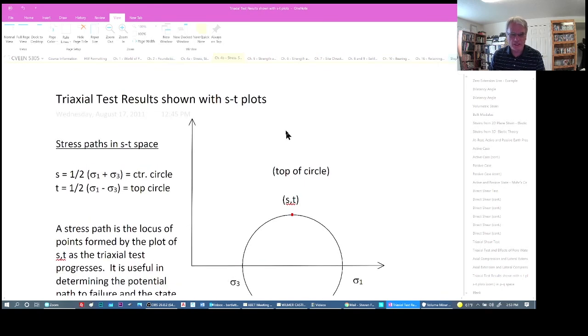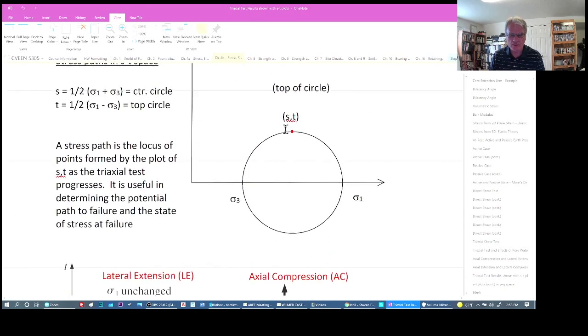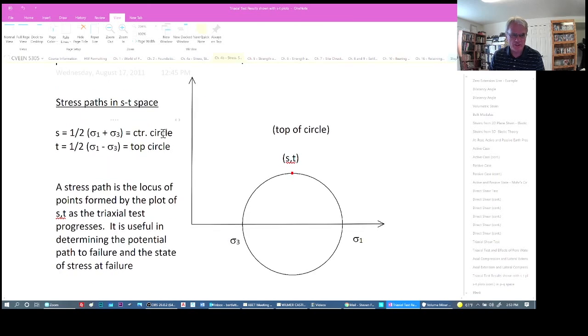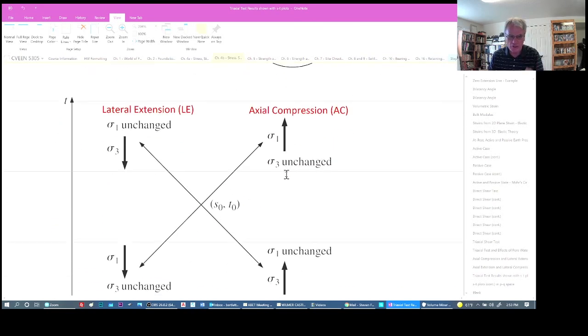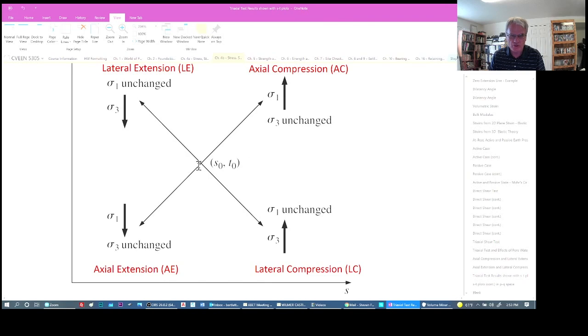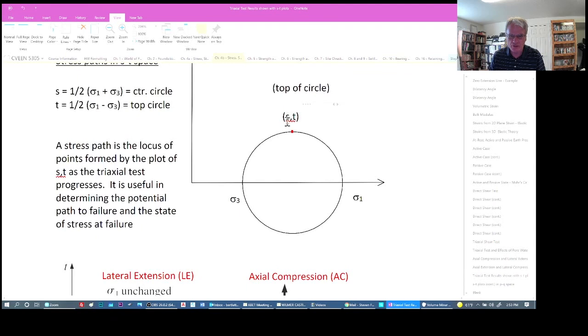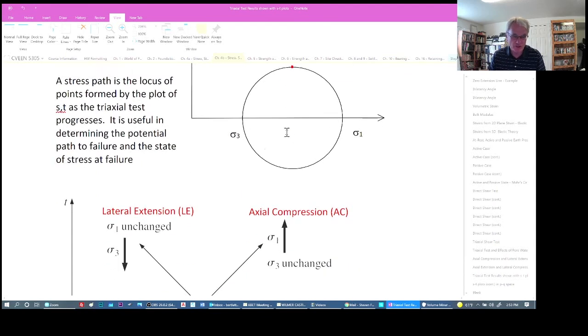One way of plotting these, instead of plotting the circles themselves, is you can just plot the top of the circle. These are known as S-T plots. So S is the center of the circle, T is the top of the circle, so we're plotting those coordinates. And if we look at those coordinates, we can tell which failure mode we're trying to induce from the test by the direction that these go as we increase or decrease or change the stresses.